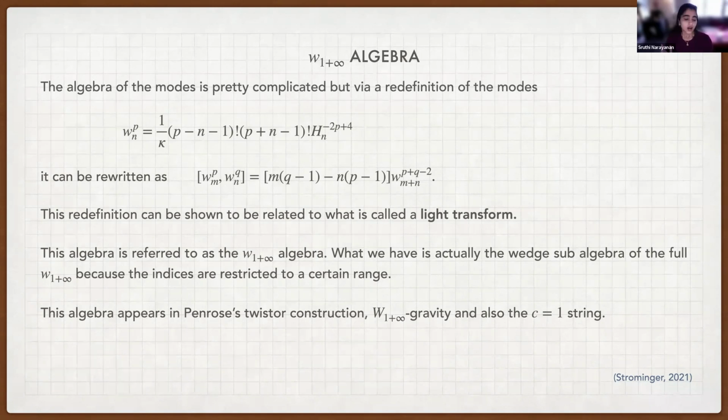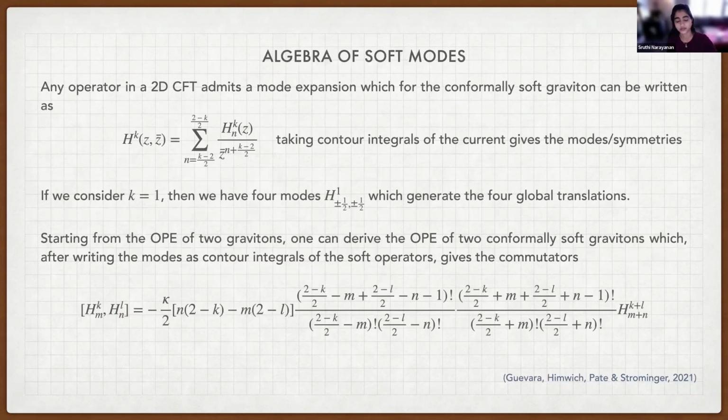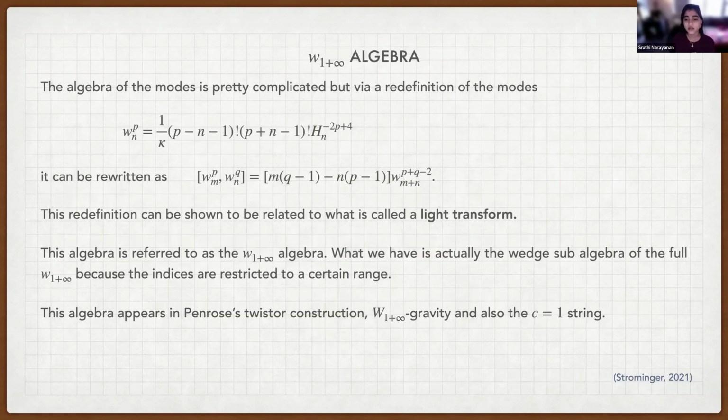In most of the literature from the past six months or so, it's referred to as the W_{1+infinity} algebra. But because you actually have this restriction of the modes, the range of the H^n here corresponds to a similar restriction in the range of the omegas, or the range of the W's that you consider in this algebra. So it's actually a wedge subalgebra of the full W_{1+infinity} algebra. This is kind of like how SL(2,C) is a wedge subalgebra of the full Virasoro.